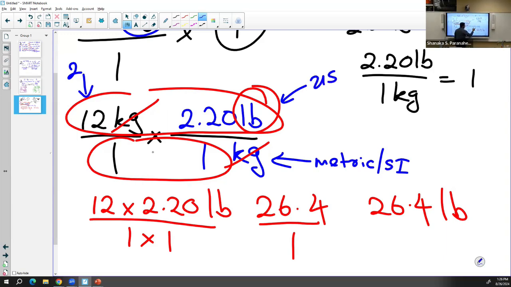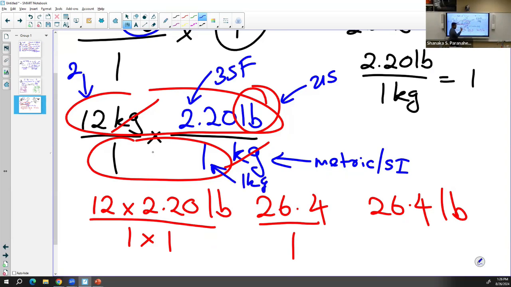So we are going to take 1 from this metric. That's our reference point. And then we measure this 1 kilogram using the US scale. That's why we have 2.20. So it's a measured value, so we have to count significant figures on this side. That's 3 significant figures. So this is the definition of 1 kilogram.